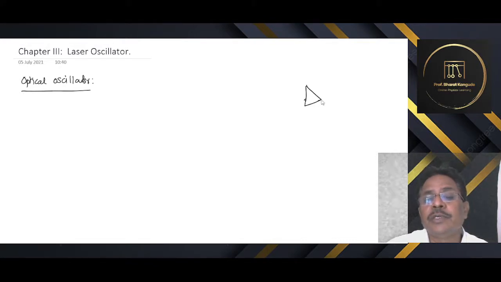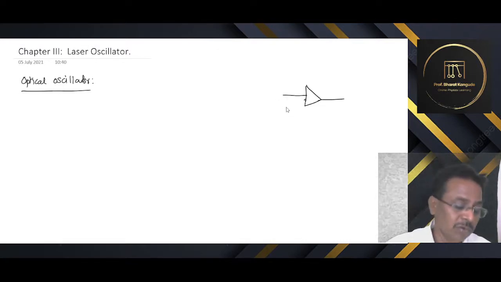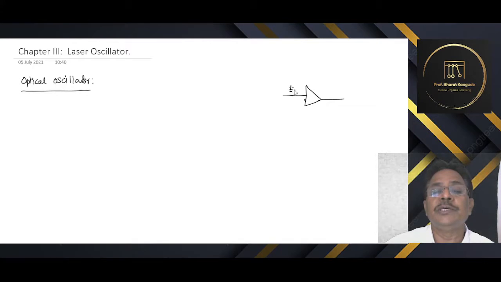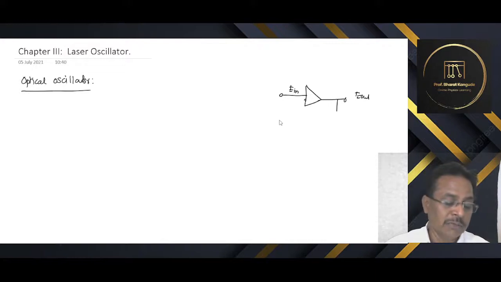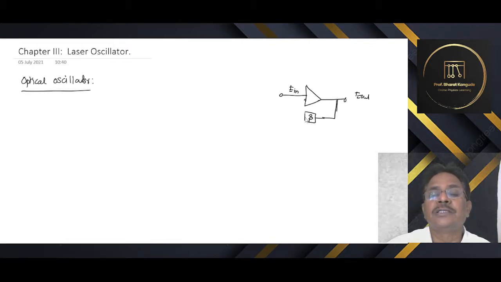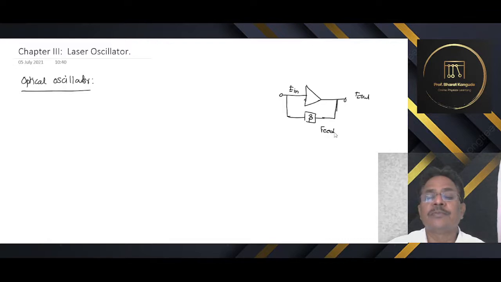Some input is provided to this, and I'm not showing the inverting and non-inverting inputs. I'm just showing this as E in, and this is my E out, the output potential. Here we join these terminals like this, and here we provide something, a mechanism that provides gain, and this oscillator is provided an input as shown. So this is called an electronic oscillator, and this is called feedback.